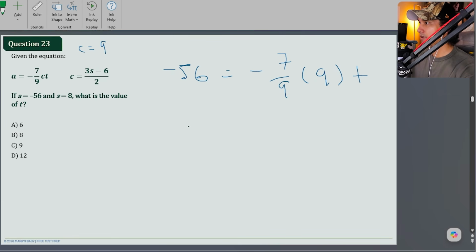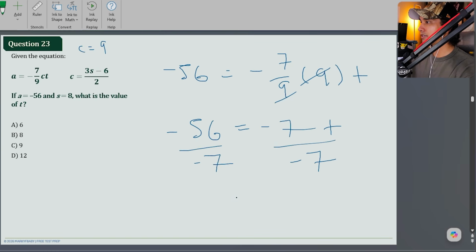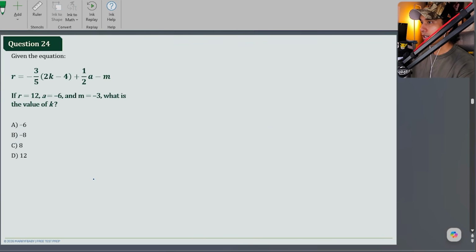So I want to cancel this fraction. And this actually, you don't even need to do that. You could do this, okay? Shortcut. This 9 and this 9 here cancel each other out. You're left with -56 equals -7 and then T. And divide by -7, divide by -7, you get 8, positive 8 equaling T. And I like to always write it like this. It doesn't matter. I use this interchangeably. So B is the correct answer. Okay. Easy.